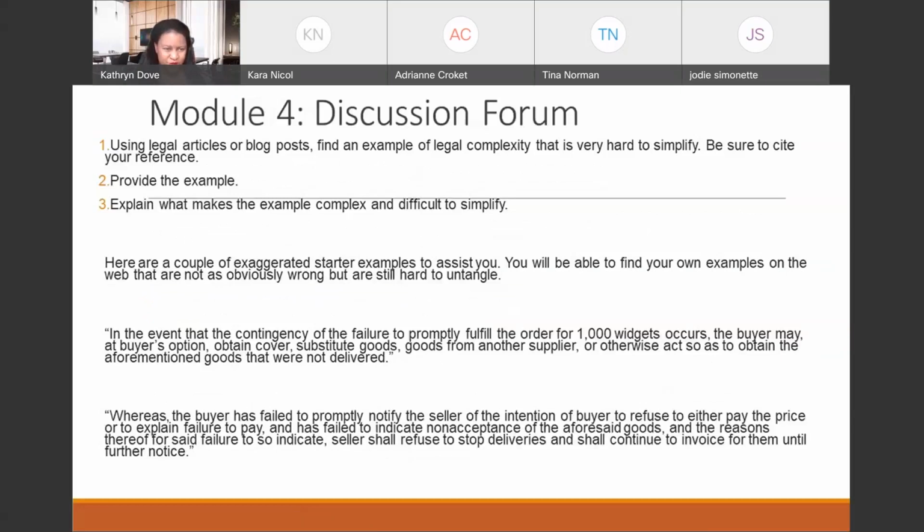Okay, we have a discussion forum in Module 4. And the issue is using legal articles or blog posts. Find an example of legal complexity that's very hard to simplify. As you know, a lot of legalese is very difficult, again, for several reasons. One of the reasons, and I think this is getting toward contract language, is that judges also use a lot of complicated language in their opinions. And statutes also have complicated information, again, because of the tradition in the law that was brought over from England.